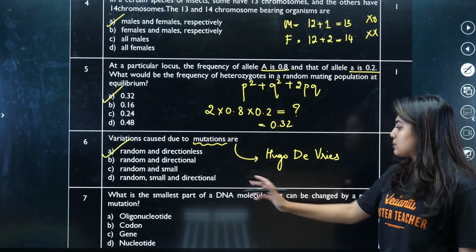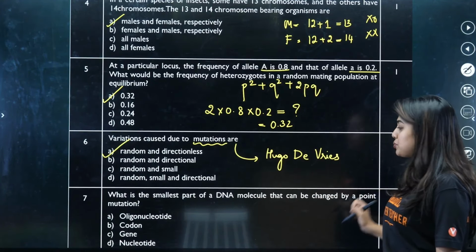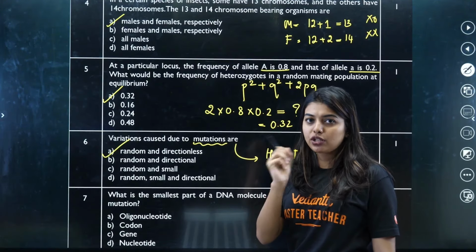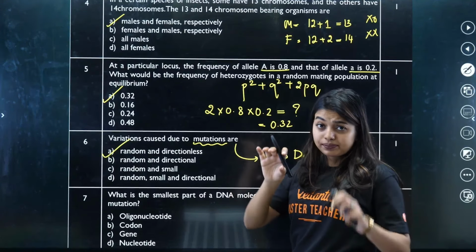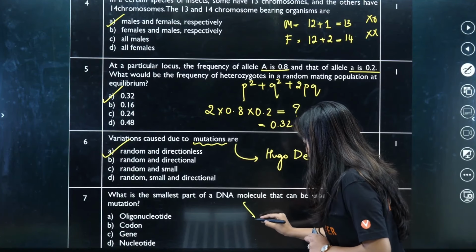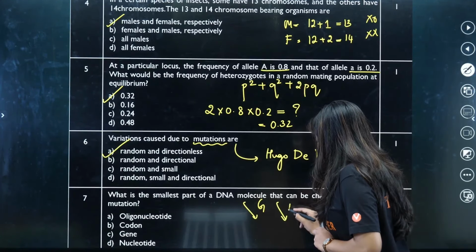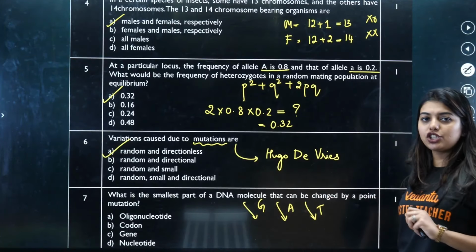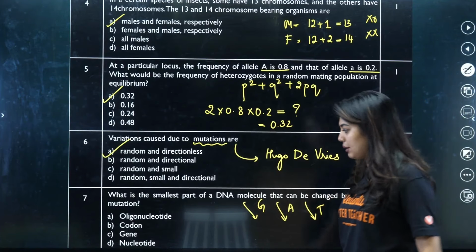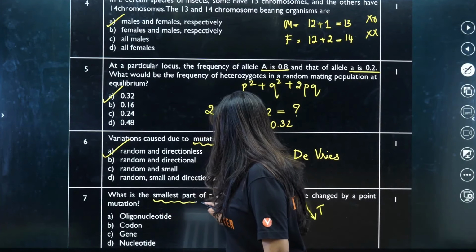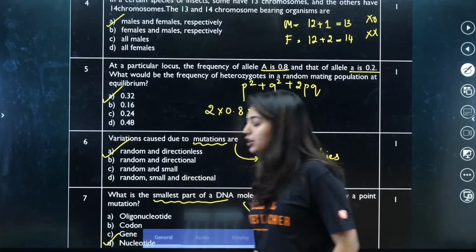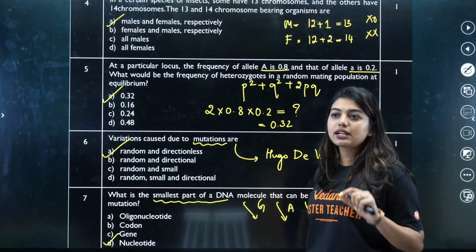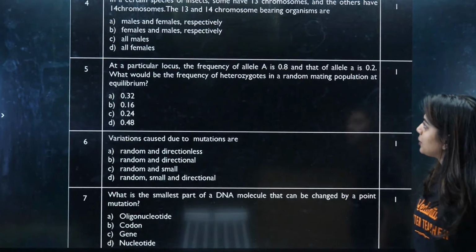Okay. Now, what is the smallest part of the DNA molecule that is changed by a point mutation? So, students, if you know SNP, right? Single nucleotide polymorphism. Also, if you know point mutation, you will know that instead of guanine, if adenine is binding, or instead of thymine something else is binding, one of the nucleotides changes, it can cause point mutation, like sickle cell anemia, right? So the smallest part of the DNA will be what? A nucleotide. A nucleotide is more than enough for making a change.